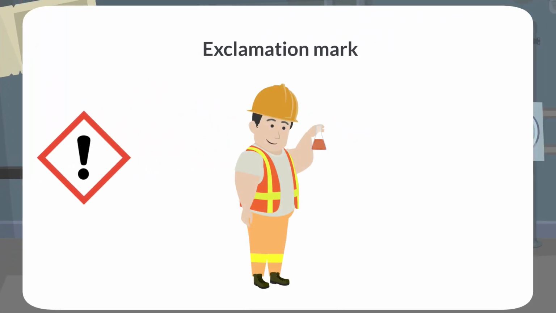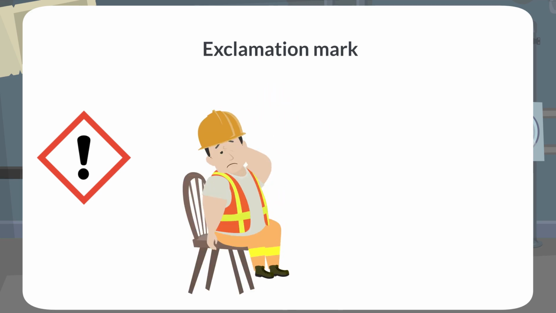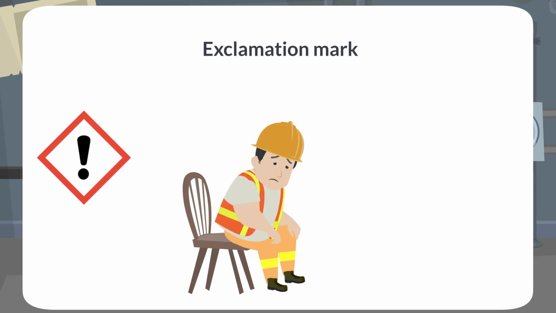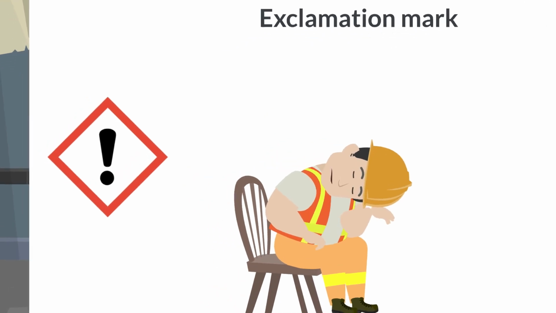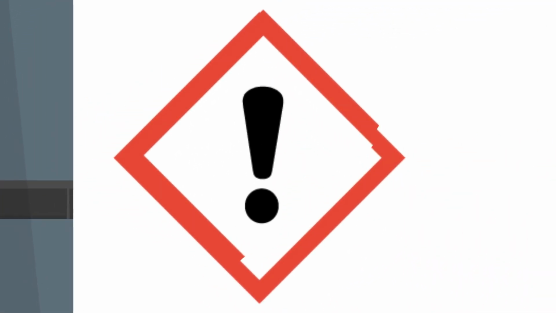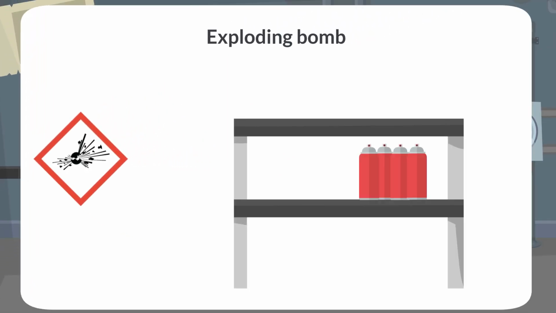The exclamation mark represents harmful substances. It is used for many health risks. If you swallow, breathe, or touch these products, they can poison you. They can irritate the skin, eyes, and throat, and make you drowsy or dizzy. The exploding bomb pictogram means that the product is highly reactive or explosive. It could catch fire or explode if not handled and stored properly.